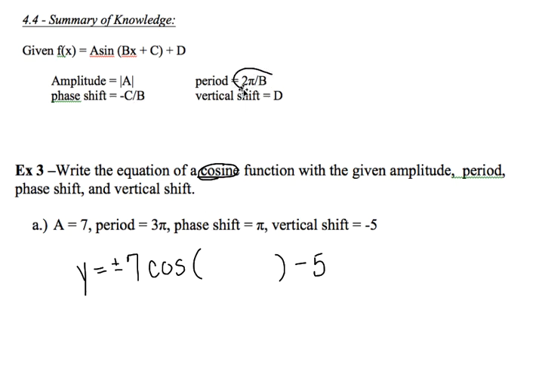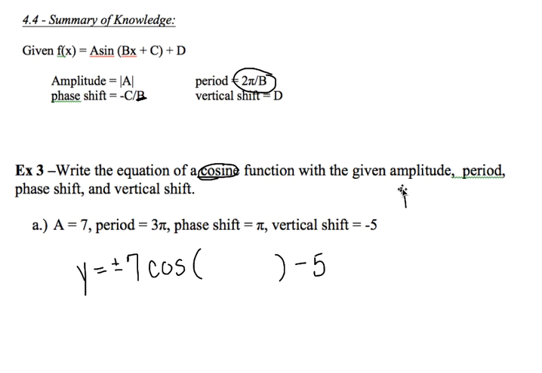Notice that the period is 2 pi over B. We don't know what B is yet. We just know what the period is, but we don't know B. So we're going to find that first because once we do the phase shift, we need to use that value of B in our calculation.